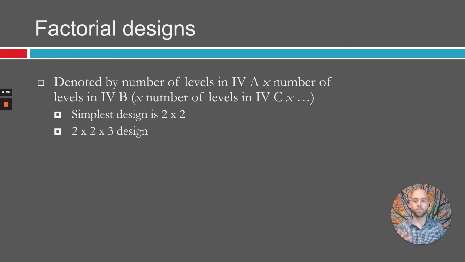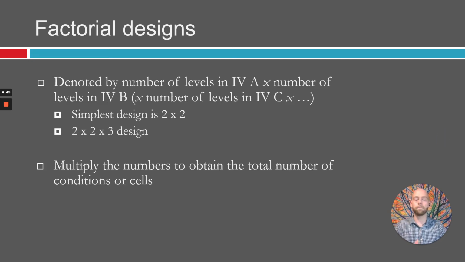You can denote these designs though with obviously more complex designs. If you have 2 by 2 by 3, that would indicate that there are three independent variables because we have three numbers. The first has two conditions, the second also has two conditions, and the third has three conditions. The reason this is kind of useful is because it makes very explicit how many different discrete conditions or cells there are in these designs.